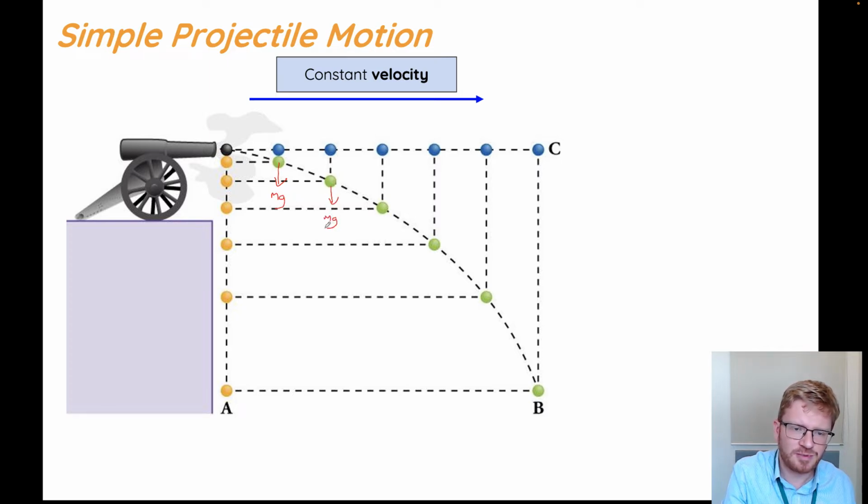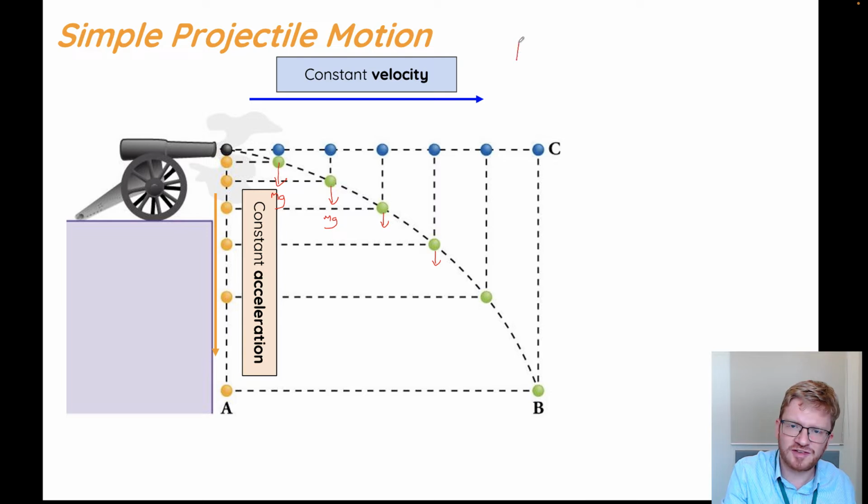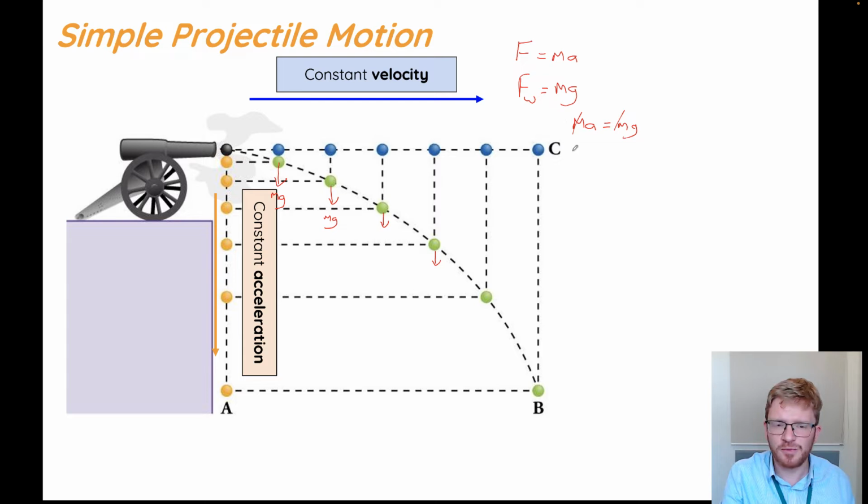However, when it comes to the vertical direction, what I can say is it has its weight acting downwards, mg. And that's going to be the same at every state. So what that means is, in the downwards direction, I have a constant acceleration. As we know from previous lessons, force is mass times acceleration. I also know that the force due to weight is mass times gravity. So those are the same forces in this case. So ma is equal to mg, the m's cancel. So I know that for most objects, as they fall towards the Earth, they fall at g, or 9.81 meters per second squared.